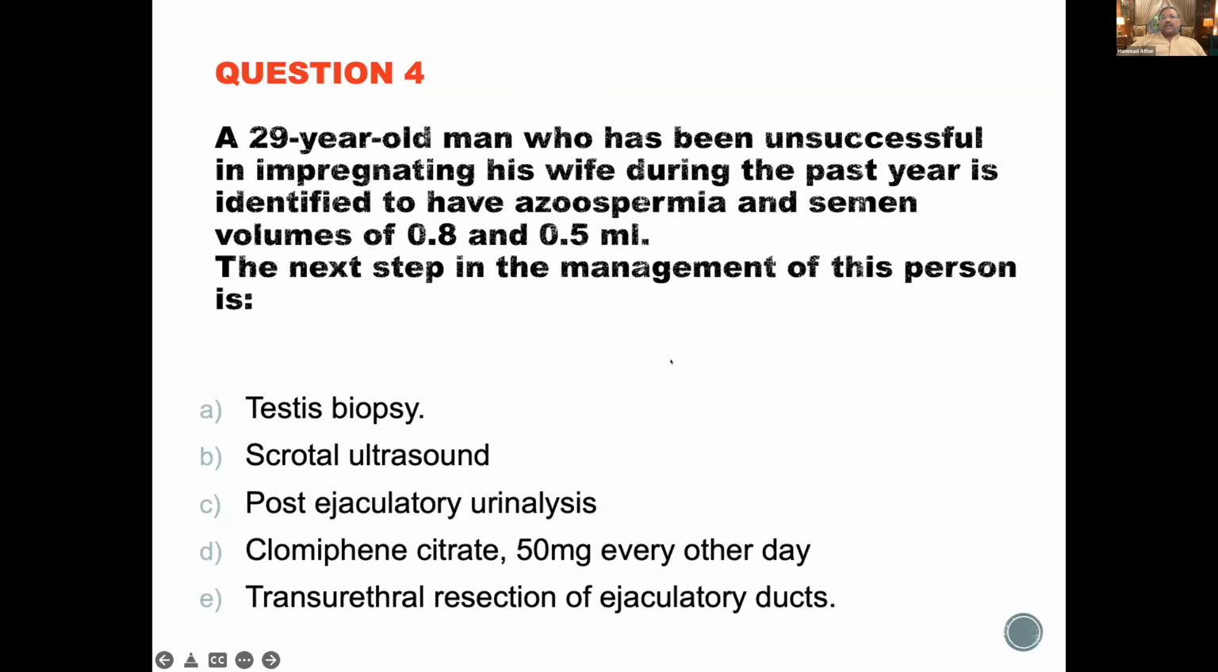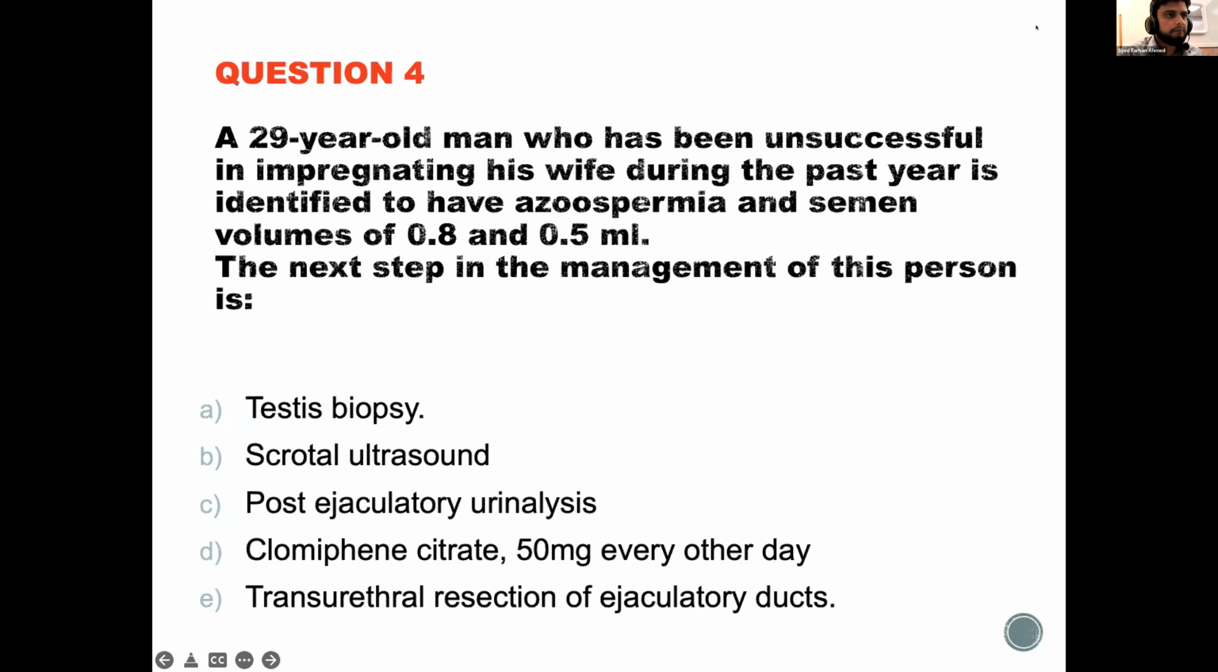Over 70% have voted. Farhan, this is important. This is a very low volume ejaculate in a person with azoospermia. So any comments? How would you approach this patient in a clinic?